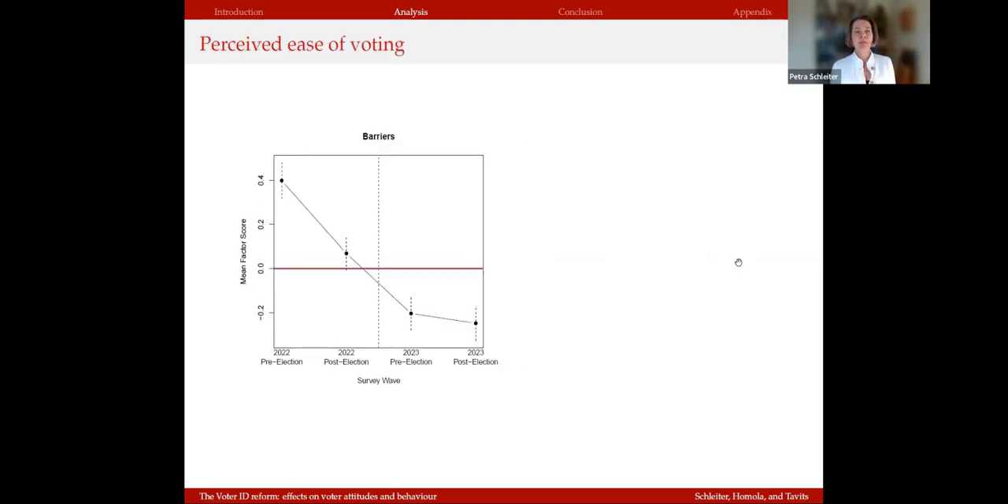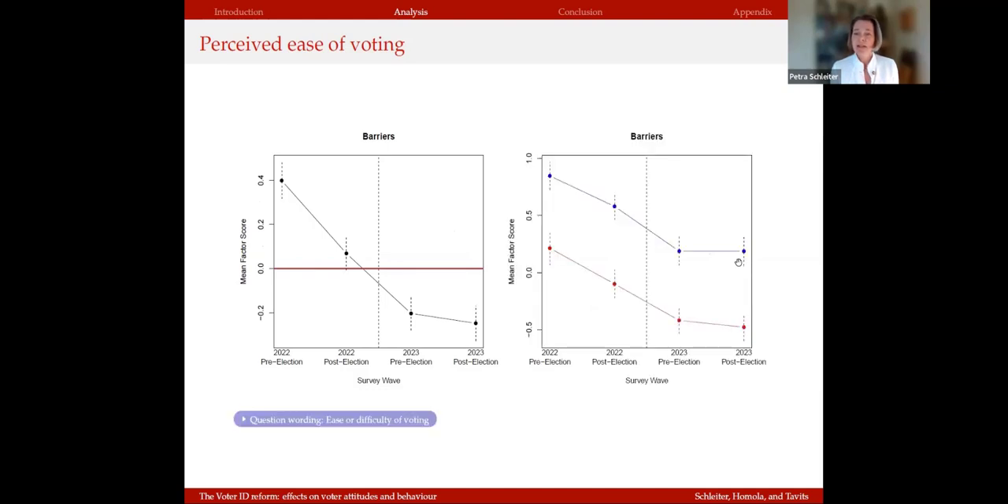Then when we turn to the perceived ease of voting, it is clear that respondents perceive voting as more difficult after the introduction of voter ID. That too is exactly the same for Conservative and Labour voters, although these two groups start from different priors. So in general, Conservative voters seem to think it's easier to vote than Labour voters, but in both groups, there's this very marked decline in how easy or difficult they perceive it to be to vote.